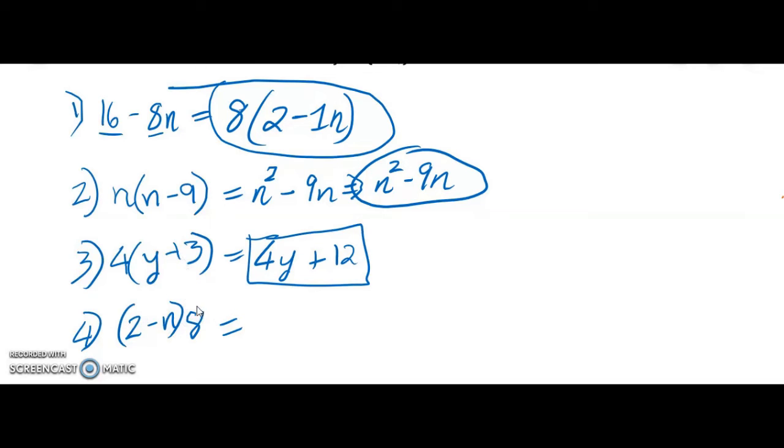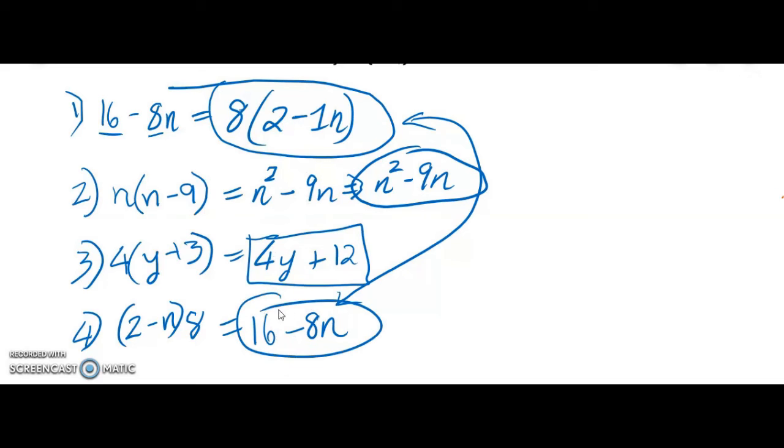So 8 times 2 is 16, and minus n times 8 is equal to minus 8n. So our answer is 16 minus 8n. Notice that this is very similar to number 1. The only difference between these two is that the 8 is on the left side here and the 8 is on the right. So it doesn't matter which way you solve it, you'll still end up with 16 minus 8n.